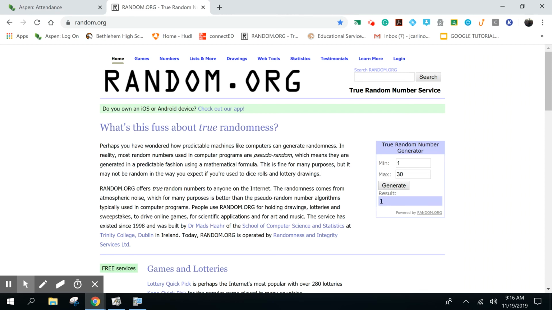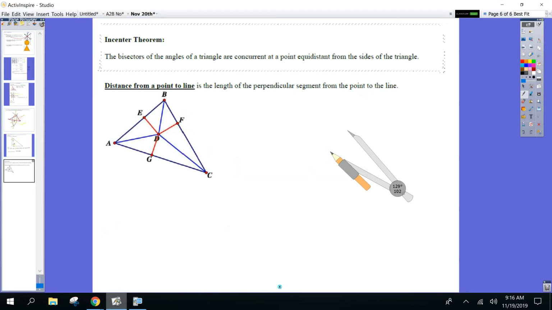One, we talked about the circumcenter today. That was equidistant from the what? From the vertices. Everyone remember that. The incenter is equidistant from the sides of a triangle. All right, the incenter is equidistant from the sides of the triangle. So my diagram right here, I'm going to let you know point D is the incenter. Point D is the incenter, meaning it is equidistant from the sides.